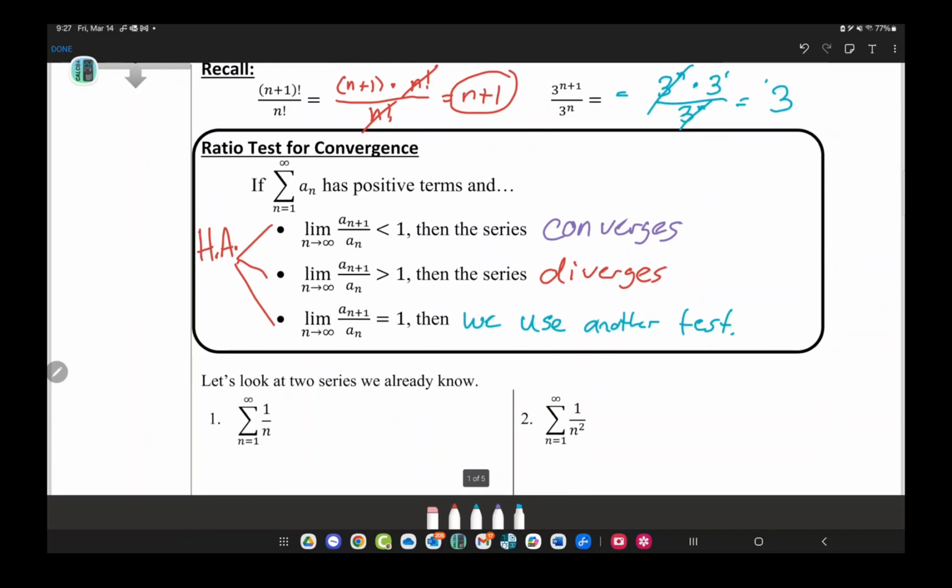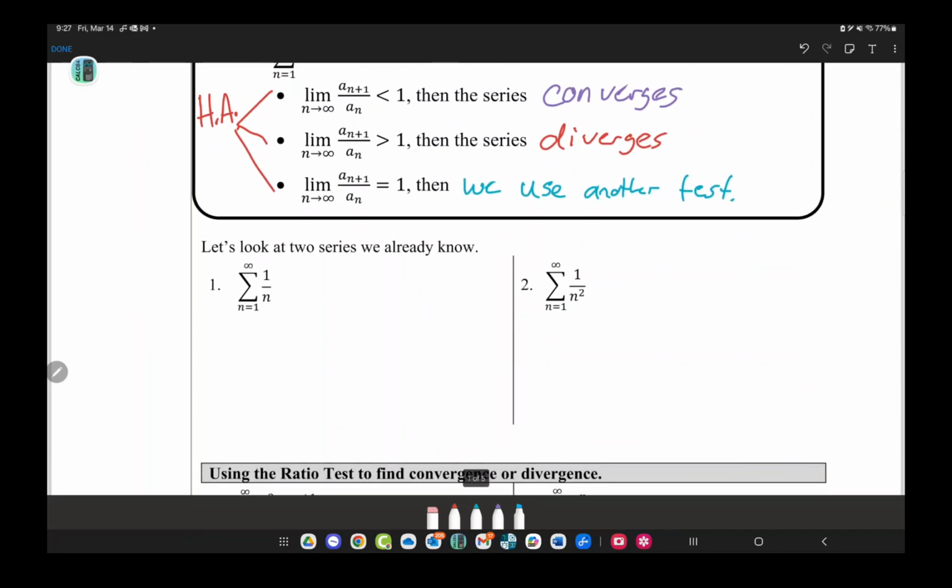So let's look at some functions we already know. We already know that this is a harmonic series, which diverges. So we know if we do the ratio test, this will diverge. Let's see what happens. What is a n? That is 1 over n. What is a n plus 1? It is a subscript, so we're adding 1. Every time we see n, we replace it with n plus 1. So that's 1 over n plus 1.